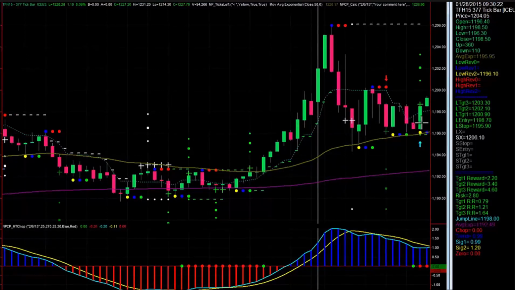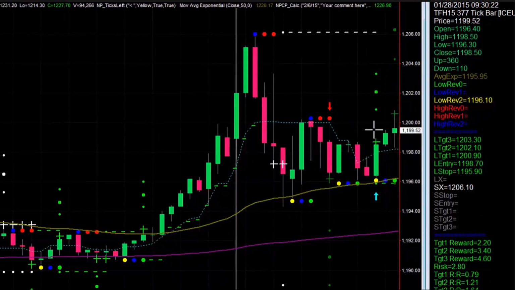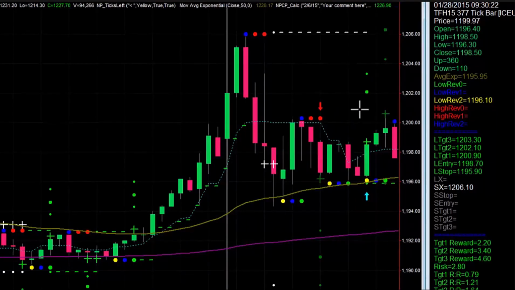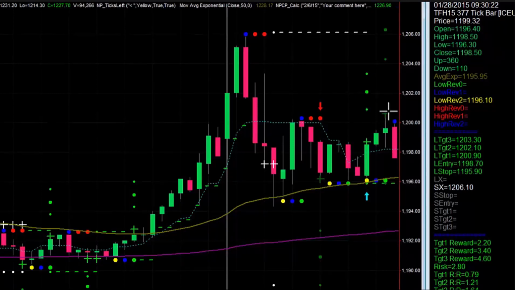You are in the chop zone, so hopefully it's going to propel out and keep going up because you're going in the direction of the 50 EMA. And so it does trigger in at 1198.7, and then it can't quite get to that first target. You're going to 22 ticks. That target is at 1200.9.